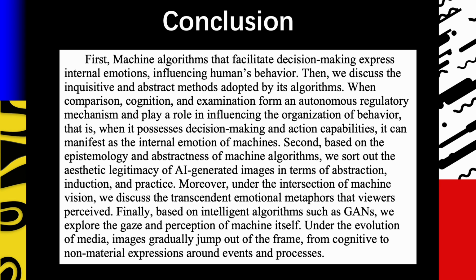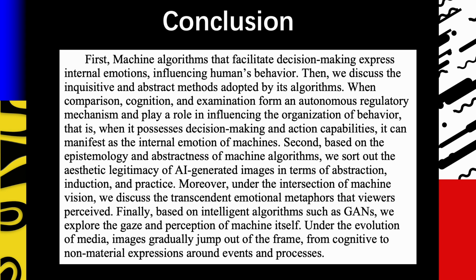Here's our conclusion. First, machine algorithms that facilitate decision-making express internal emotions by influencing humans' behavior. Second, based on the epistemology of machine algorithms, we thought of the artistic value of AI-generated images in terms of abstraction, induction, and practice. Moreover, under the intersection of machine vision, we discussed the emotional metaphors that viewers perceived. Finally, based on the intelligence algorithm, we explored the gaze and perception of the machine itself.